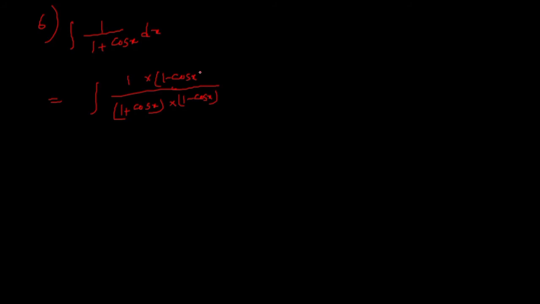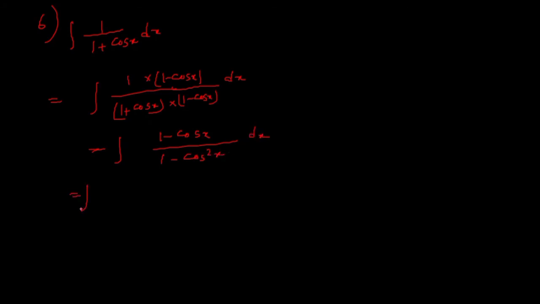Try to find the integration of 1 by 1 plus cos x dx. Try it. How to find the integration of 1 by 1 plus cos x? As we all know, we can multiply 1 minus cos x with both the numerator and denominator. We are multiplying 1 minus cos x with both numerator and denominator. Then what will it become? That will become 1 minus cos x by 1 minus cos square x dx.